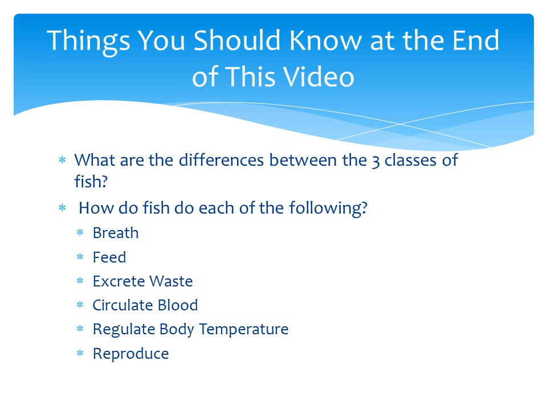So again, these are the things that you should have gathered from this video. If you don't have notes on these, you want to go back. First of all, the differences between the three classes, the Agnatha, Chondrichthyes, and Osteichthyes, and then how do fish breathe, how do they feed, how do they get rid of waste, how do they circulate blood, regulate body temperature, and reproduce.